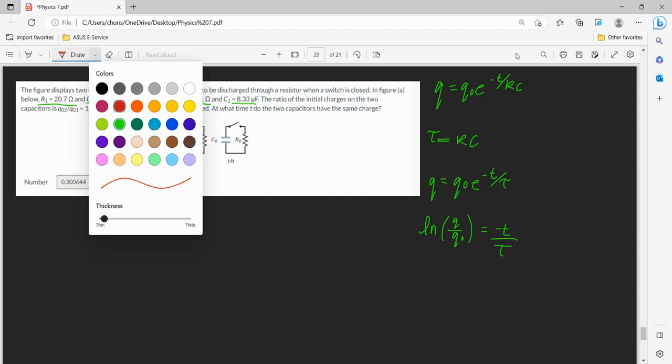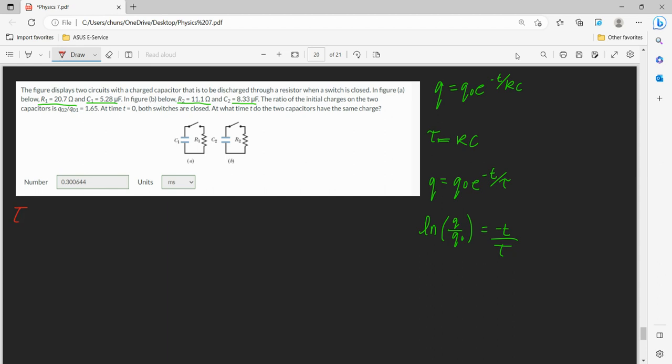So now I'm going to solve for the first and second taus for our circuit. So in our first one, we are given tau as, so we're going to use our resistance. So that's 20.7 ohms times 5.28 times 10 to the negative 6 farads. So this is 20.7 times 5.28 times 10 to the negative 6. And this is 1.0826 times 10 to the negative 4.